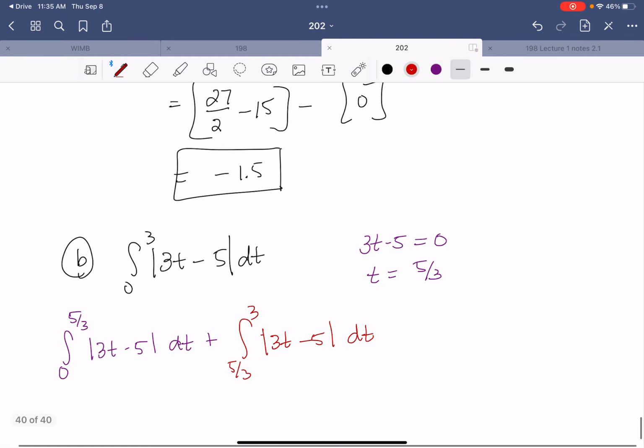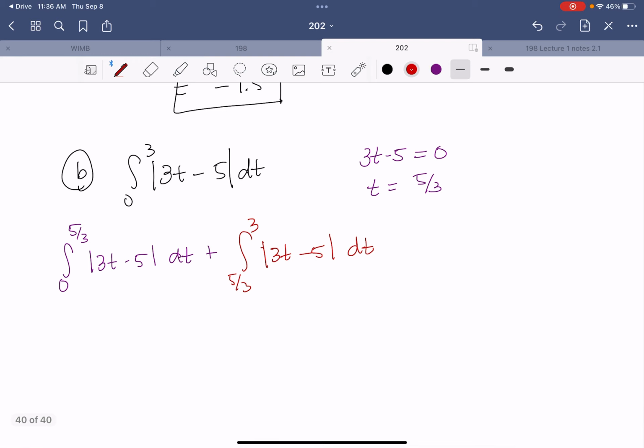Now the question is which one of these is positive and which one of these is negative. So let's test a point. Any value between 0 and 5/3 would be 1. If I plug in 1, 3 minus 5 is negative. So that means that on the interval from 0 to 5/3, 3t minus 5 is negative. So if I want the absolute value, I have to take the opposite of that.